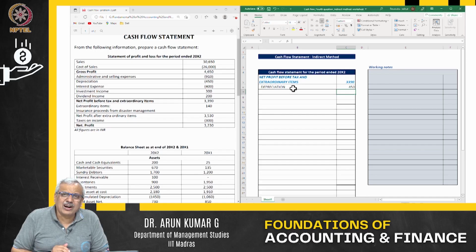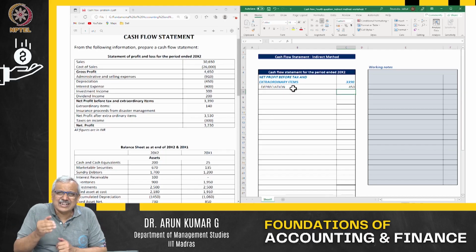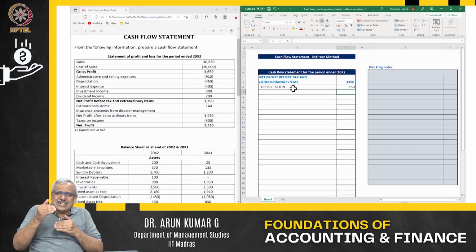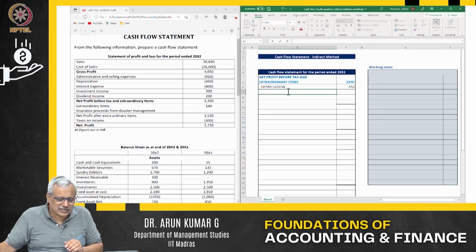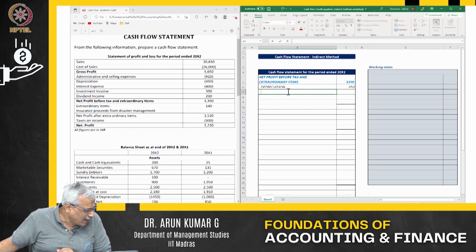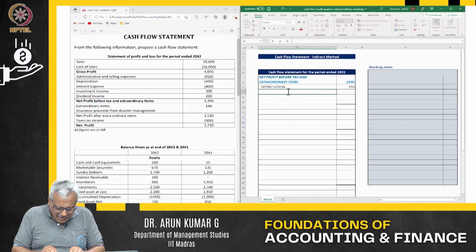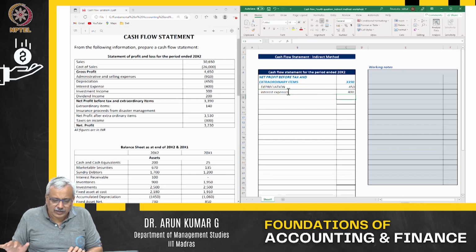I will reduce all the income and expenditure which are not pertaining to the core operations. Let us see interest expenditure. Interest expenditure arises because of a financing activity. So, what I am doing basically is adding back that expenditure, because I have deducted it and arrived at a profit. Interest expense does not pertain to operations, so I am adding it back, that is about 400.